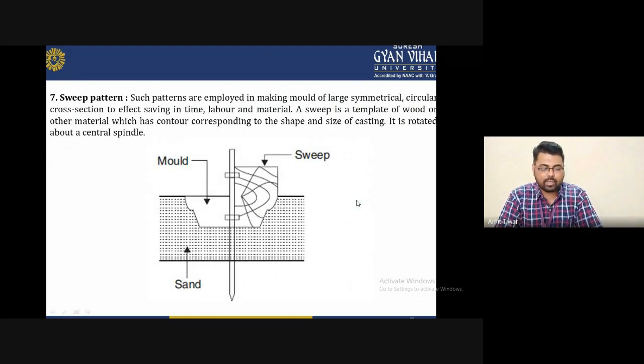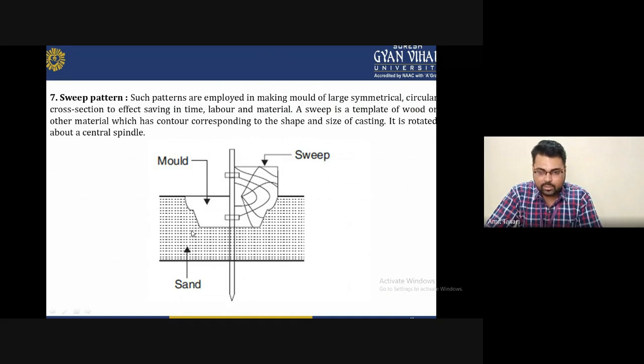Seventh is the sweep pattern. The sweep pattern is basically used in making molds of a large number of symmetrical and circular cross sections, to save time, labor and material. A sweep is a template of wood or metal, corresponding to the shape and size of the casting, which we rotate about a central axis. This is the diagram.